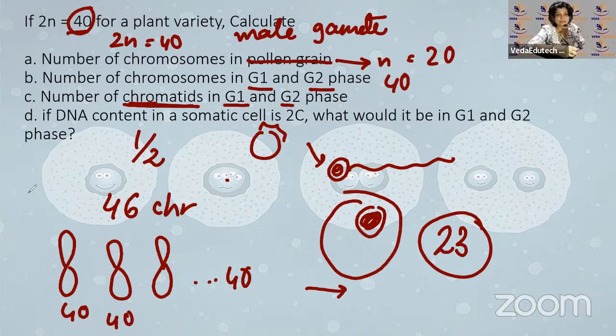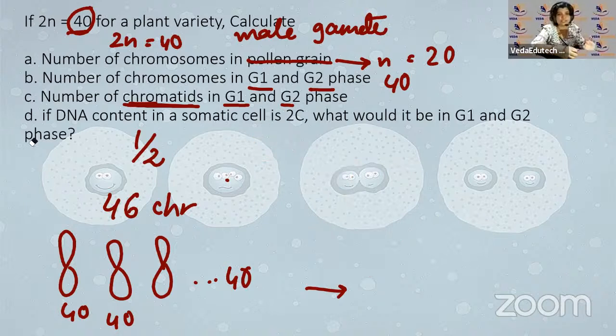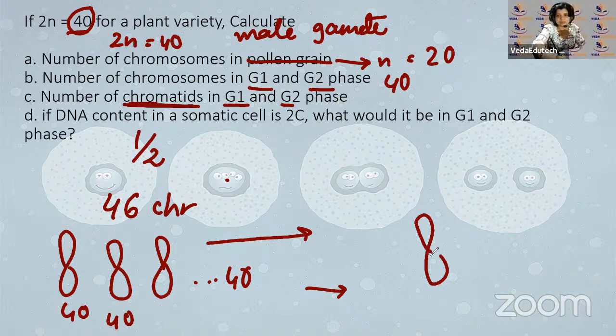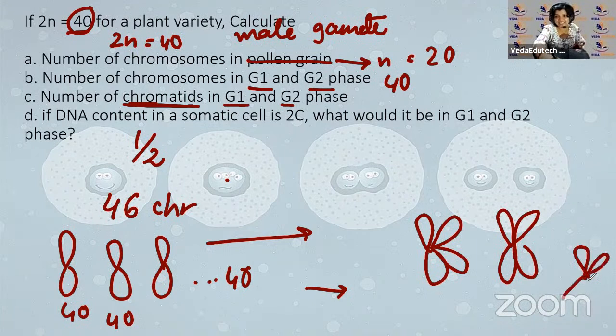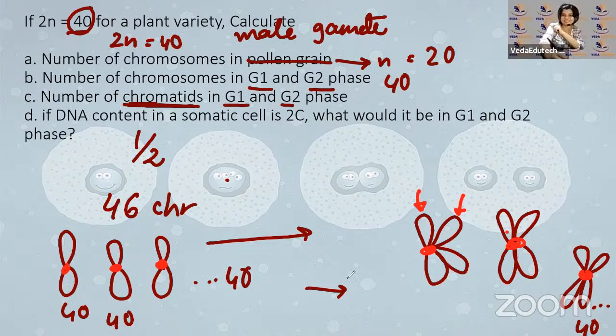Cool. But in G2, what would happen? This one side. In G2, what would happen? This would transform to this, right? We'll have 40 chromosomes like this. And so now we see 40 chromosomes, yes, because the number of centromeres is still the same, right? But what has changed? The number of chromatids. We have sister chromatids now, right? Both of them are sister chromatids.